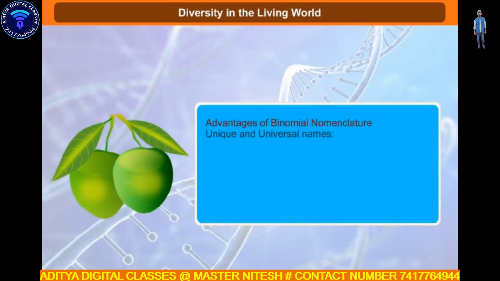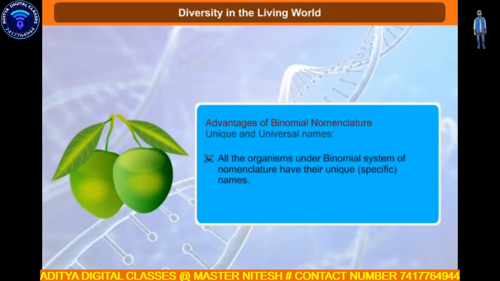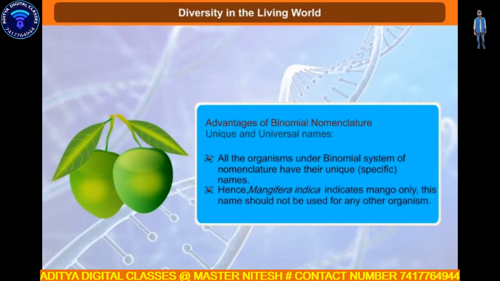Advantages of binomial nomenclature. Unique and universal names. All the organisms under the binomial system of nomenclature have their unique, specific names. Hence, Mangifera indica indicates mango only. This name should not be used for any other organism.